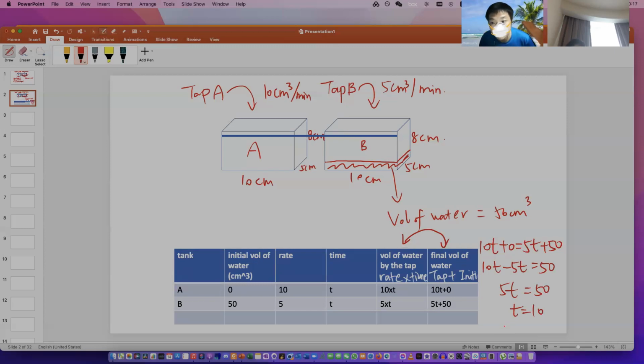Can I just write 50 divided by 10 minus 5? I thought 50 divided by 5. Why 50 divided by 10 minus 5? Yeah, so 50 divided by 5. So the answer is 10. But just now your answer was 2, right? Oh, okay.